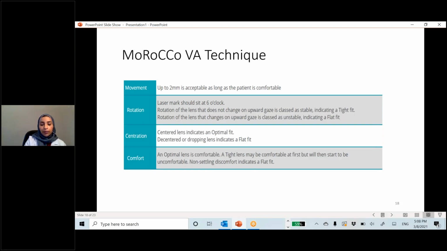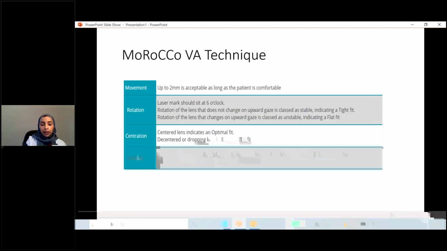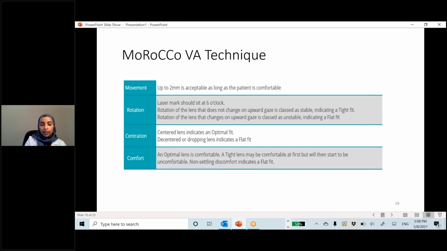Comfort. This is pretty self-explanatory. It's a soft contact lens. It should be comfortable for your patient. So when you insert a lens and the patient is uncomfortable, start suspecting that the lens is fitting a little too flat. Now, if the lens is dispensed to the patient and they come back complaining that there's an area that gets worse as the day goes on, then start suspecting that the lens is tight.